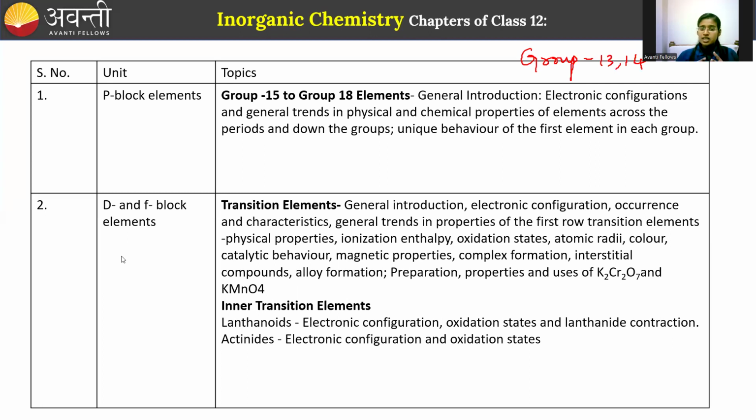Okay. P block elements lesson is a very big lesson from the entire chemistry. But they have deleted the major part of it, and we just have to study only the general introduction. General introduction means general electronic configuration, general trends in physical and chemical property across the period and group, and the unique behavior of the first member of each group. So only these 3 things we are going to study, and it will take just around 2 to 3 pages in your book.